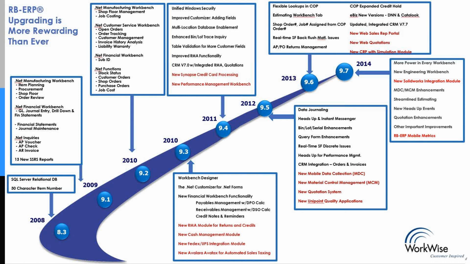So if you're on 9.3, 9.4, or 9.5, you would need to upgrade to get the capacity requirements planning module implemented. That was part of all this. This is just a chart we have to show what was added in each of the releases all the way back to 8.3 when we went to the SQL database. So 9.6 is an important thing to note.